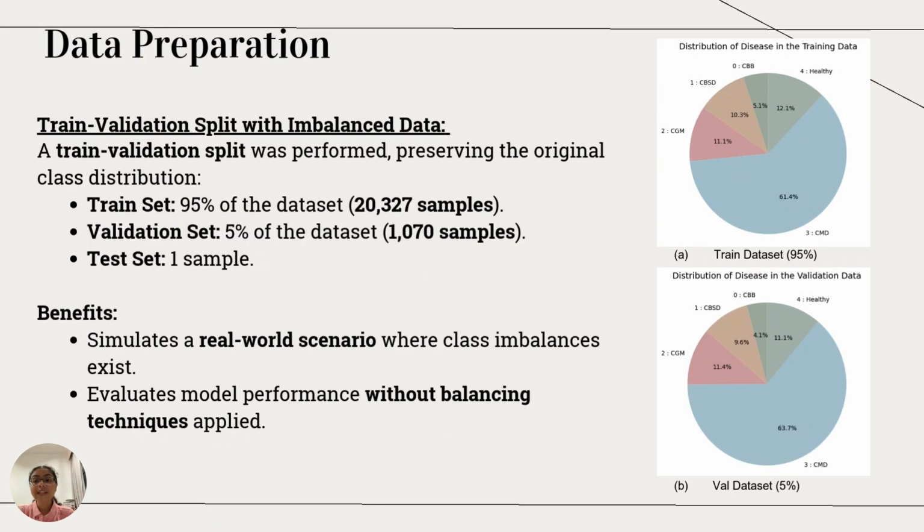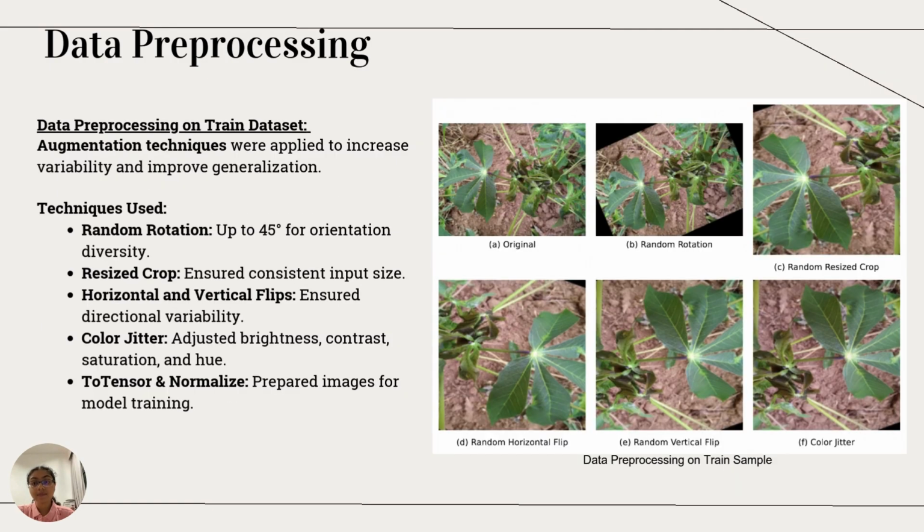Here we show the train validation split, preserving the original class imbalance. Train set with 95% of the data and validation set with 5% of the data. This approach simulates a real world scenario with imbalanced data, helping us evaluate the model's performance without any balancing techniques. The chart illustrates the distribution for both sets.